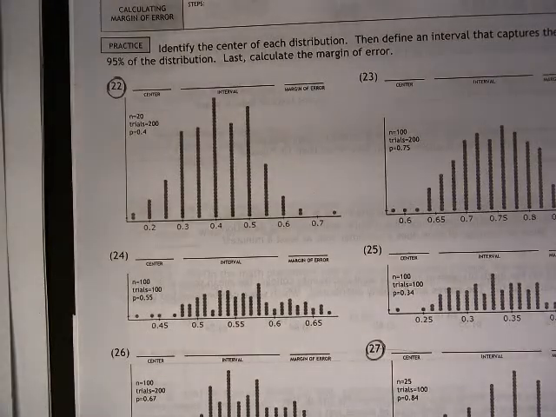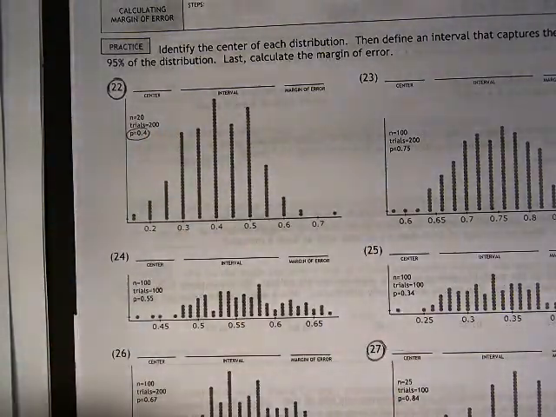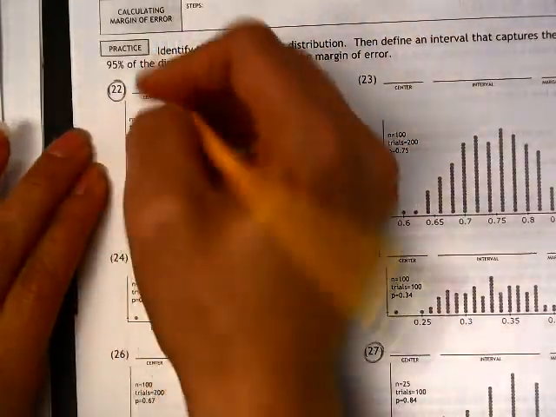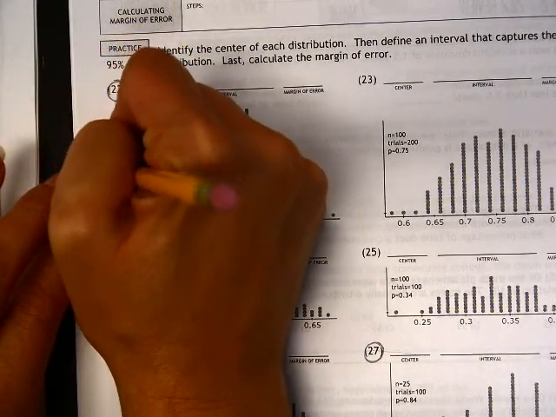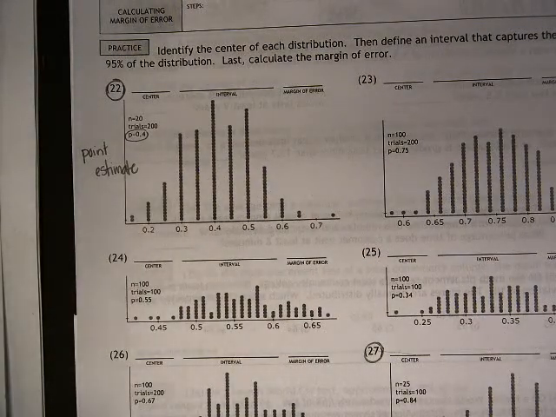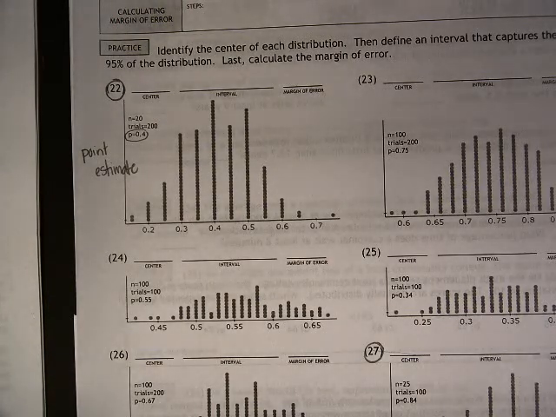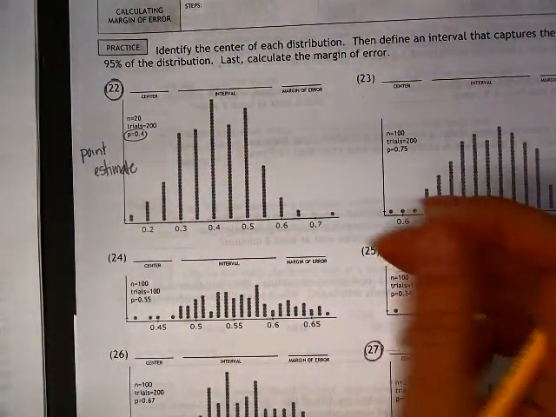All right, so we need to know a little bit of terminology. P stands for point estimate, which means the middle number, that's the number that you're expecting to see. So in this particular case, our point estimate is 0.4. So this is our point estimate here.